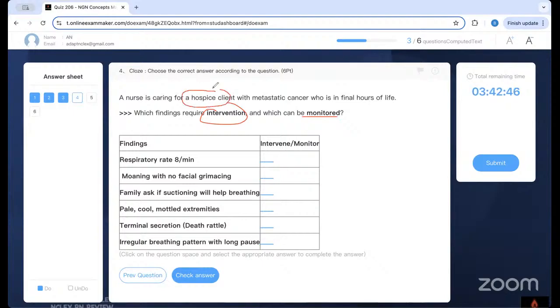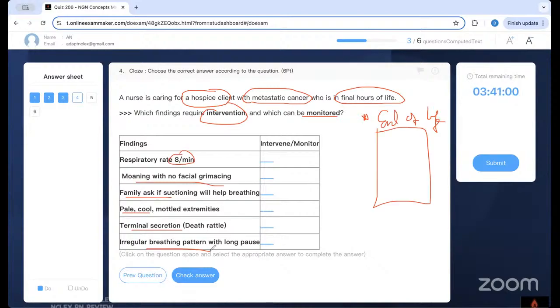The patient is in hospice. You know he's dying. Another word telling you they're dying: metastatic cancer is everywhere. And then they give you more information: final hours of life. That means there's 24 to 48 hours. What should you do? These are some of the things you will see. Somebody who is dying, the respiratory rate usually drops. And so this is an expected finding.